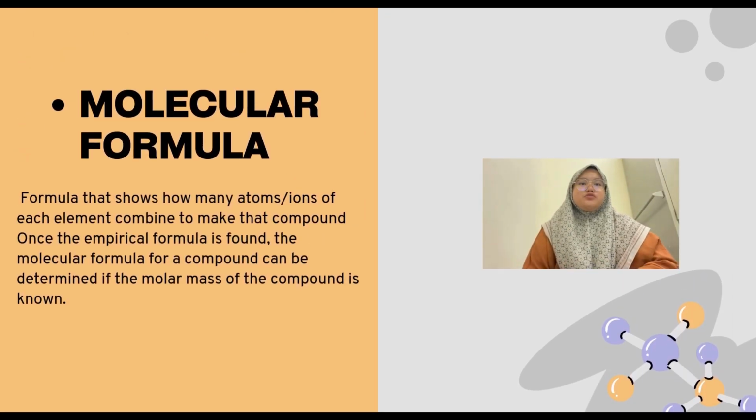Next, I want to present what a molecular formula is. As we know, a molecular formula is a formula that shows how many atoms or ions of each element make up the compound. Once the empirical formula is found, the molecular formula for a compound can be determined if the molar mass of the compound is found.